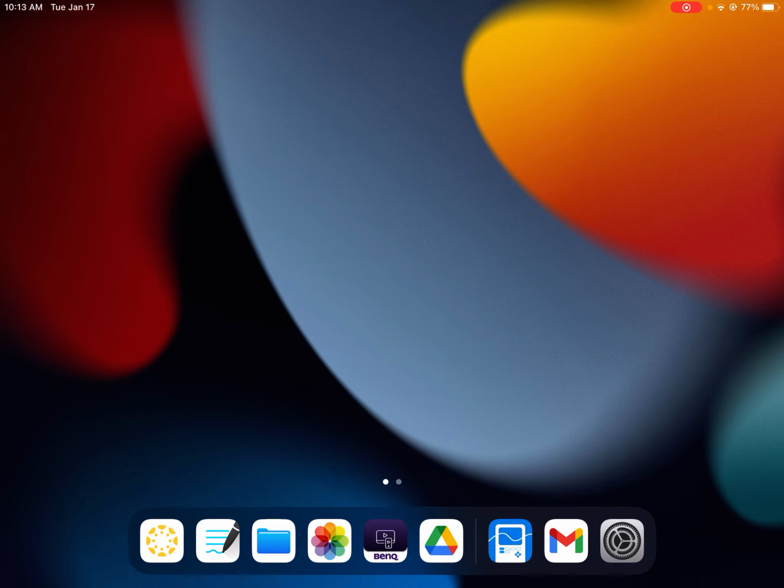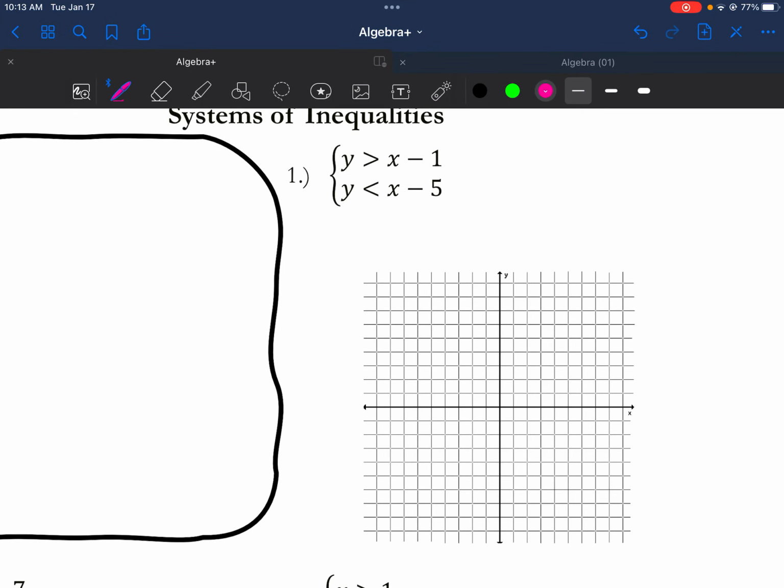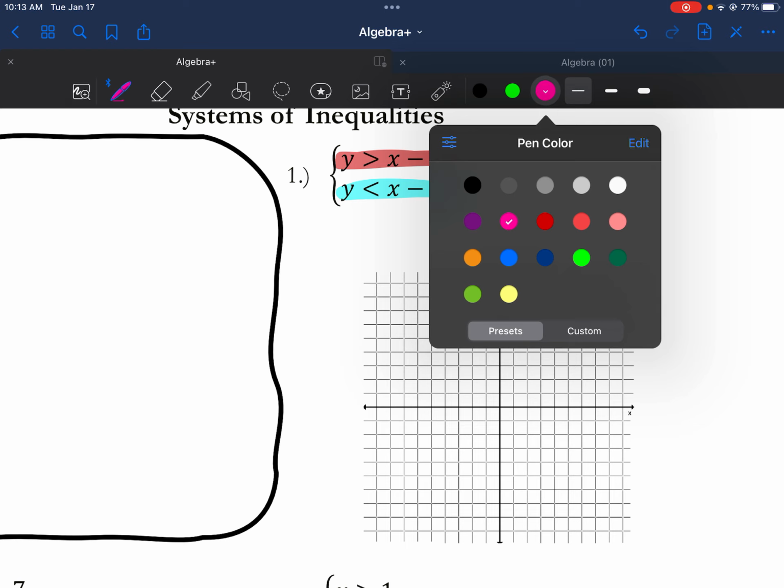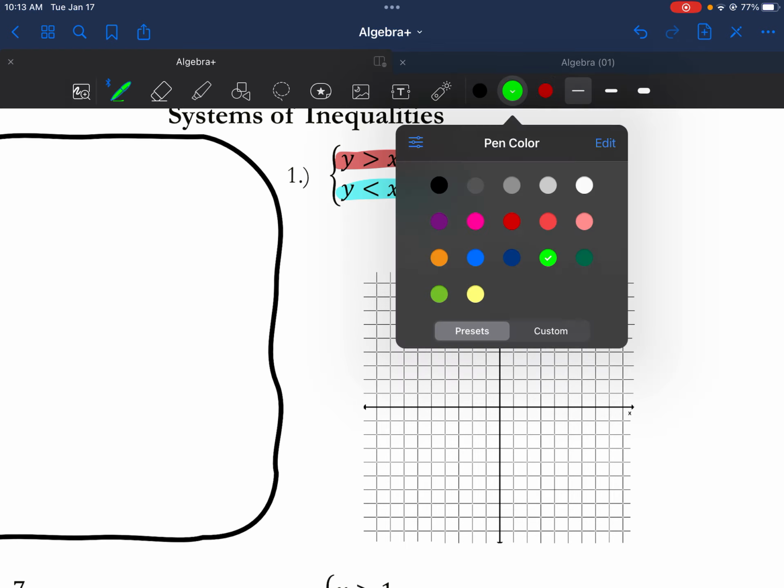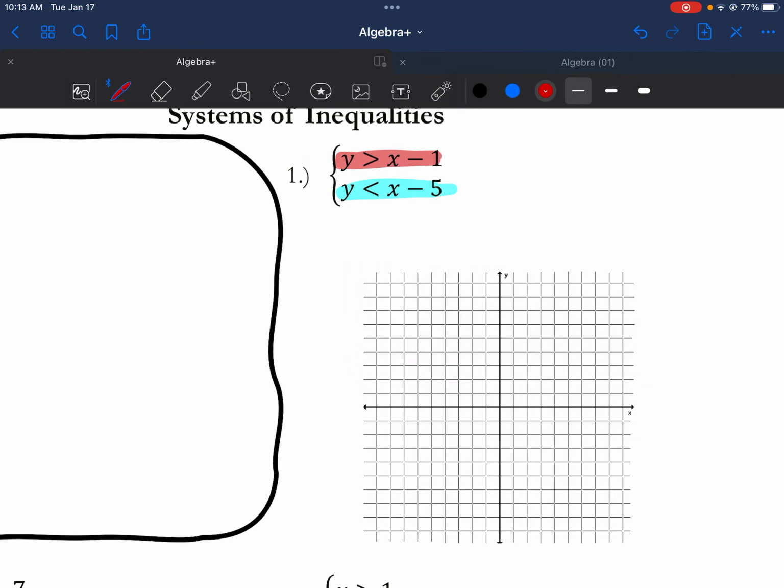And we're going to get started on number 1. I'm going to assign a color to each. I'm going to give this one red and this one blue so that I can literally see my lines where I graph them. They're set up the way I want them to, so I'm going to start with the red. I'm going to go down to -1. It's a positive slope of 1 with a dashed line. So that is what I'm drawing here.